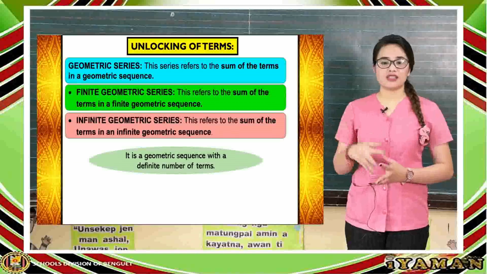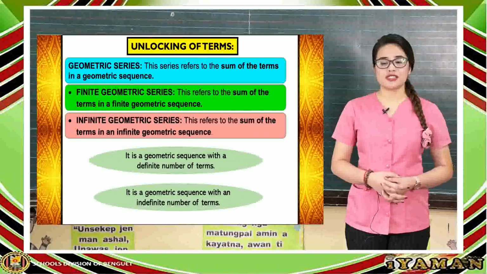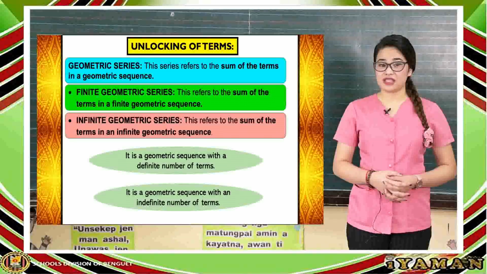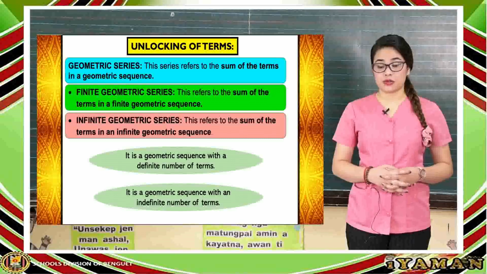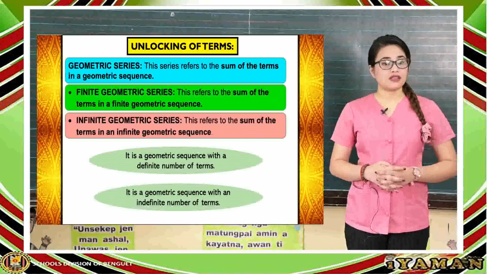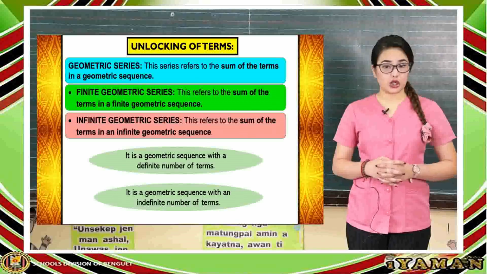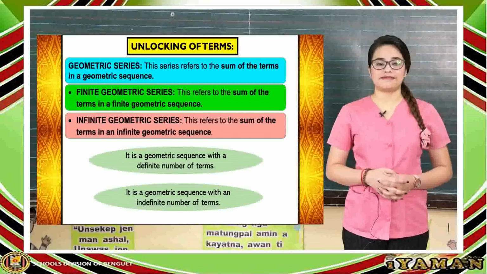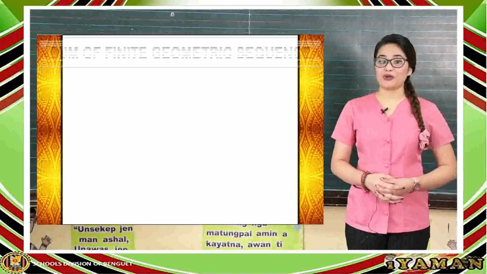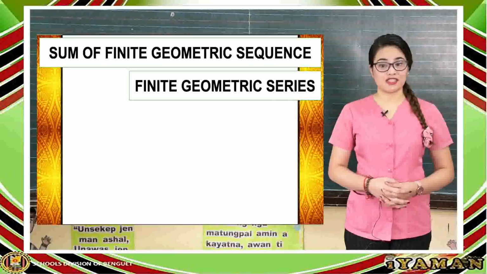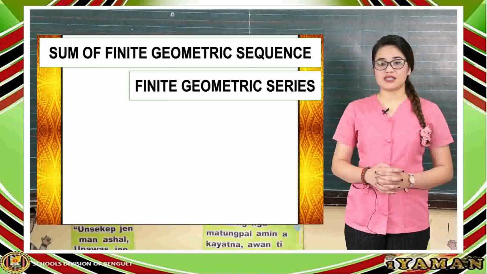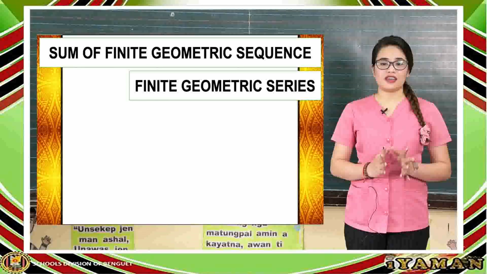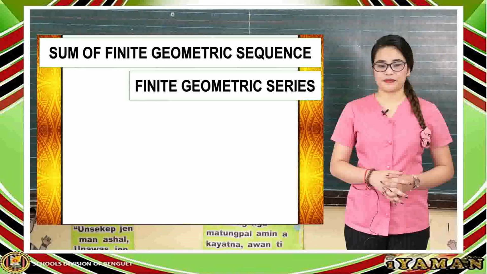Infinite geometric series refers to the sum of the terms in an infinite geometric sequence. And what is an infinite geometric sequence? It is a sequence with an indefinite number of terms. Now, I will present to you the different formulas used in finding the sums of the terms in a finite geometric sequence or finite geometric series.